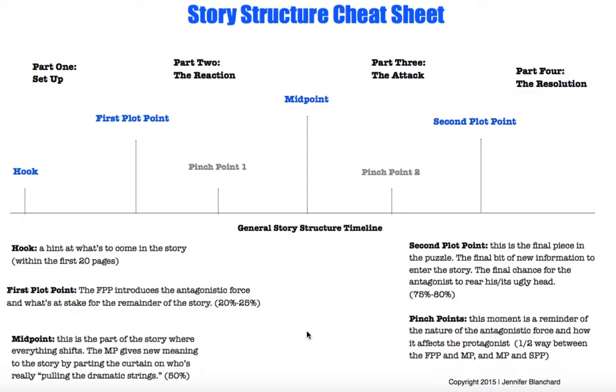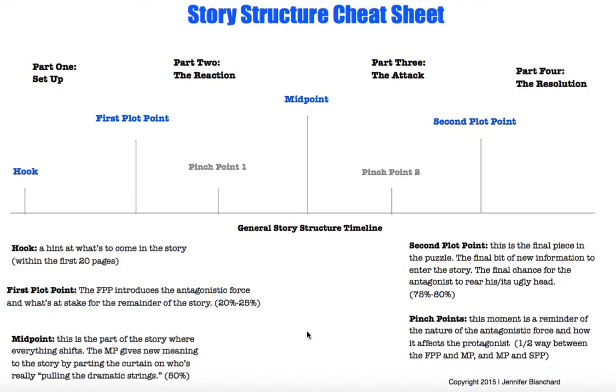First plot point changes us from the setup into part two, which is the reaction. So now your protagonist is reacting to what happened at the first plot point. They may be taking actions, but the context of those actions is reaction. So they're not being proactive. They're not being successful at this point. Everything that's happening between this and the middle of the story is just reaction.